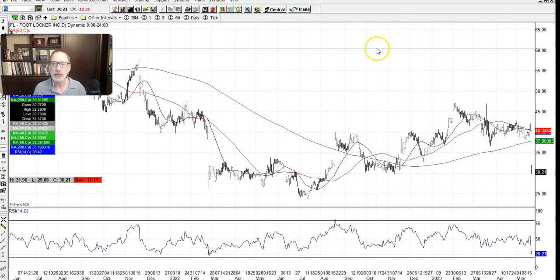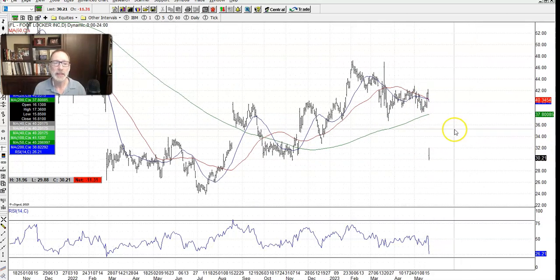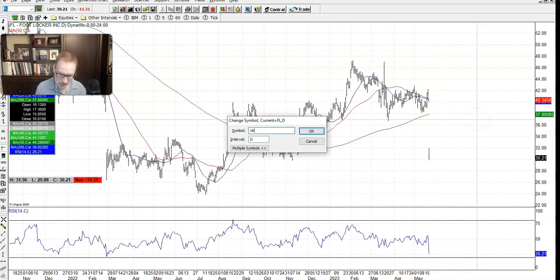So here's Foot Locker. And then, on Friday, it had this horrible $10 drop right here from $40 a share all the way down to $30 a share. That's a big move, right? And so it pulls down these other companies along with it. Let's go back to Nike real quick.